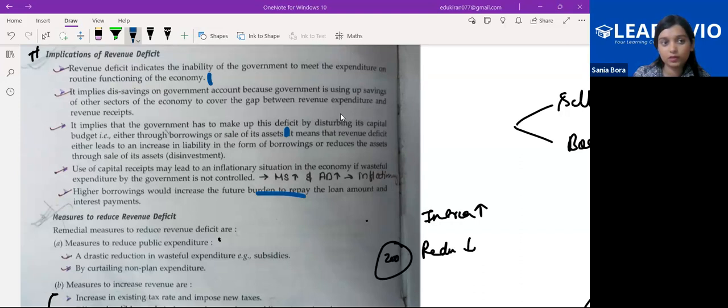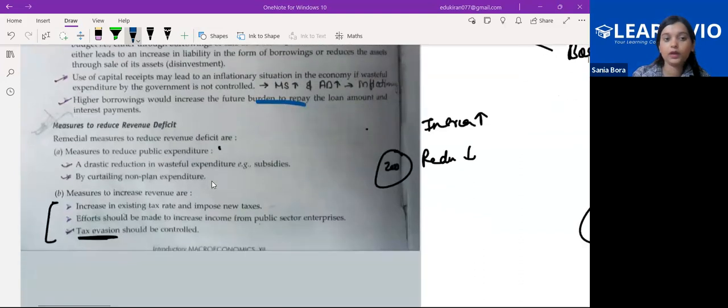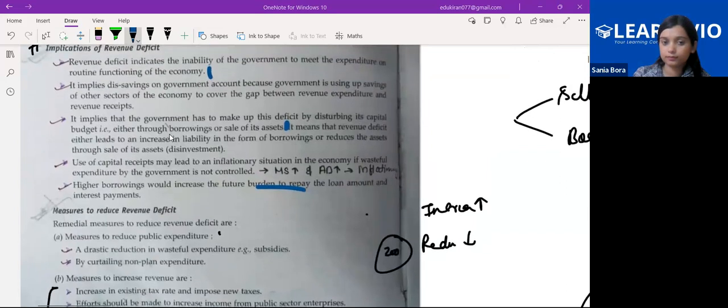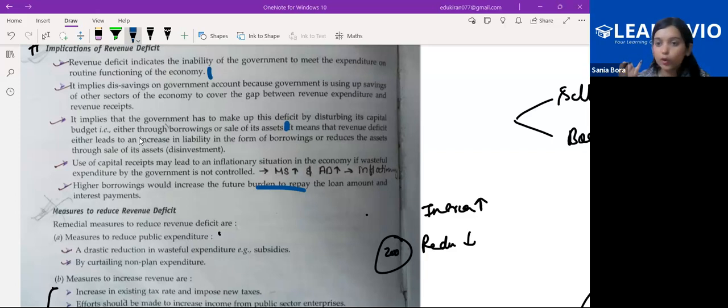Vivek, finished? You got it? But I'm not understanding the third point and the fourth point. This third one implies that the government has to make up this deficit by disposing of its capital budget. Makeup means government needs to cover it up, right? So government will cover it up through the capital budget. Either they'll borrow or they will sell. If you're not getting it, you can make up this deficit either through borrowing or sale of its assets.